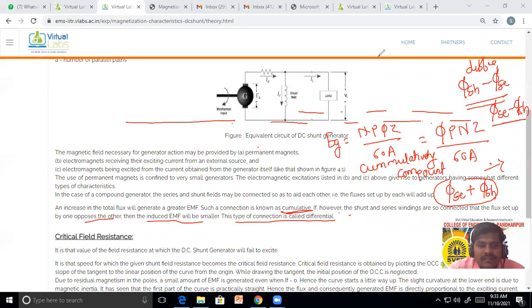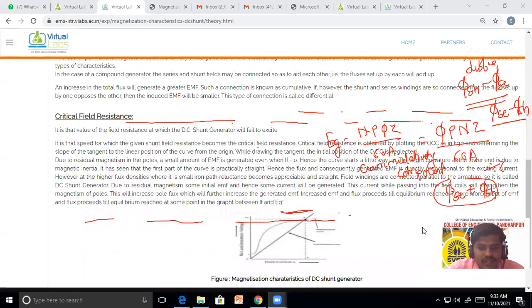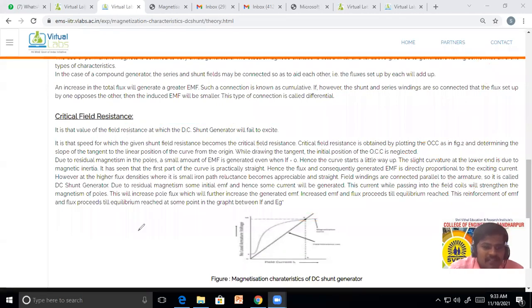Now we will see the actual graph, and we want to plot the characteristics like the magnetization characteristics. For plotting the magnetization characteristics, at what value do we want to reduce the resistance? That is the critical value of that resistance. The graph of the magnetization characteristics will be like this. The critical resistance is the value of field resistance at which a DC shunt generator fails to excite.